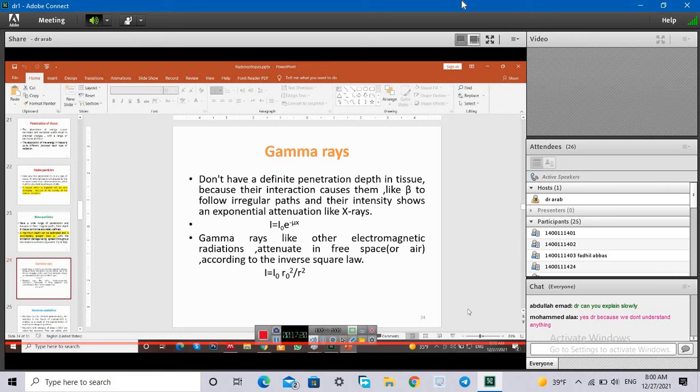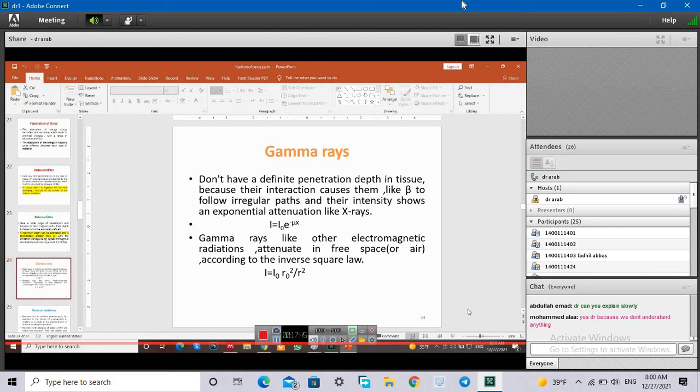As far as you remember, I think you learned this concept in the radiology chapter that you have with Dr. Khoshbi. The most important gamma ray interactions with tissue are the photoelectric effect and Compton, and for gamma ray we don't have a defined penetration rate.